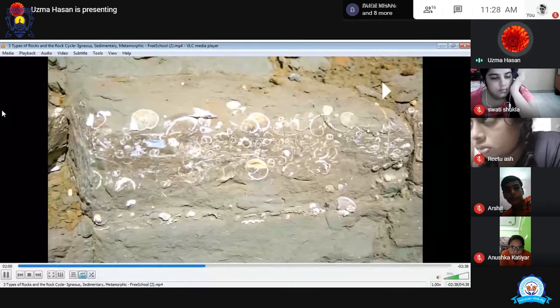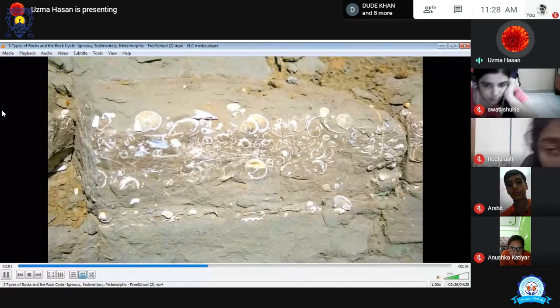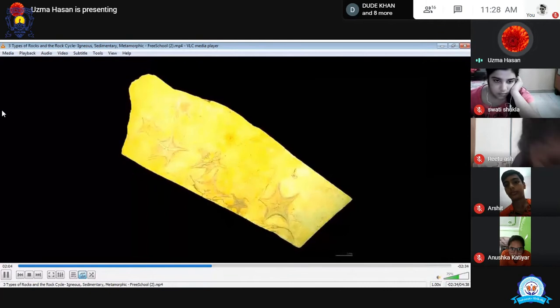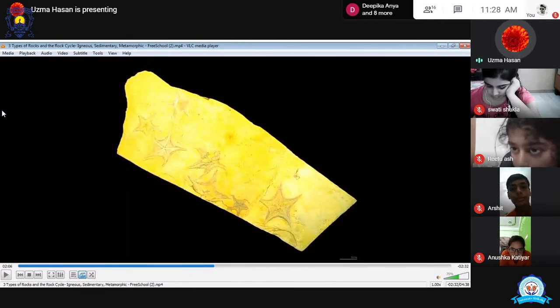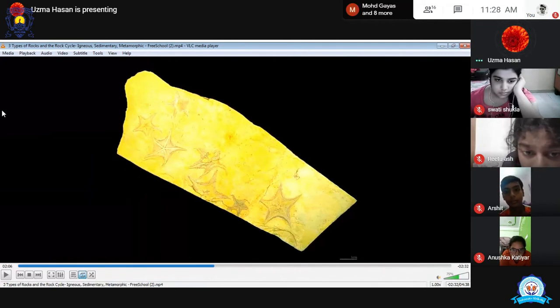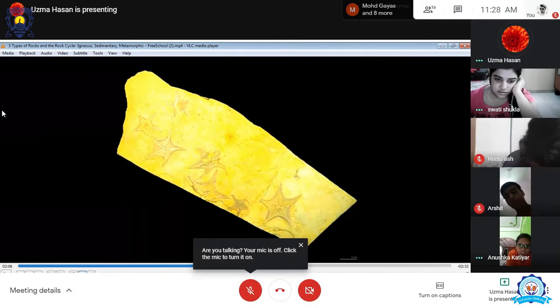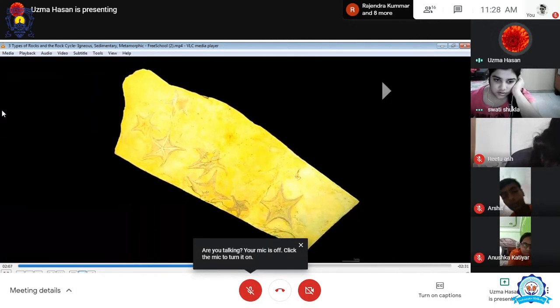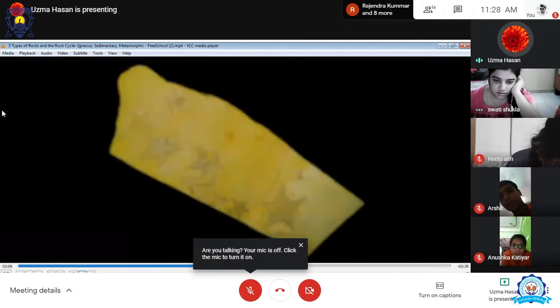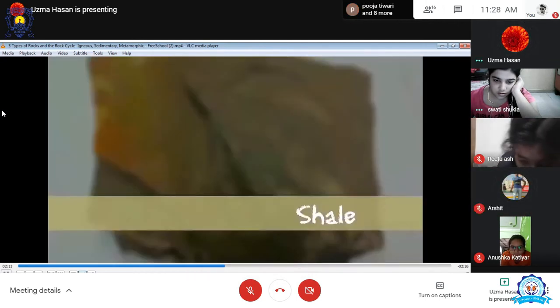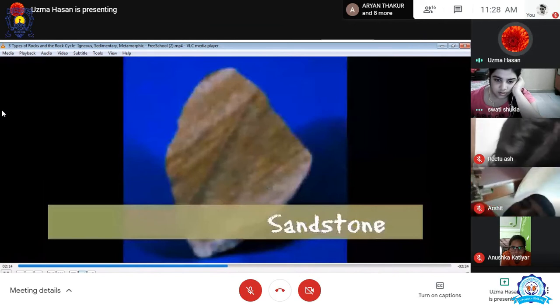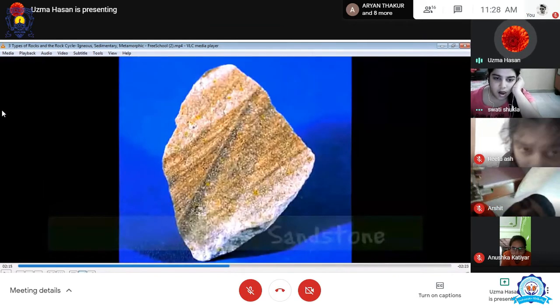The process of forming sedimentary rocks can preserve plant and animal remains that are deposited into the sediment. You can see in this picture there is a fossil of which fish? Starfish. Some examples of sedimentary rock are limestone, shale, and sandstone. You can see the sandstone. Now, so many layers are there.